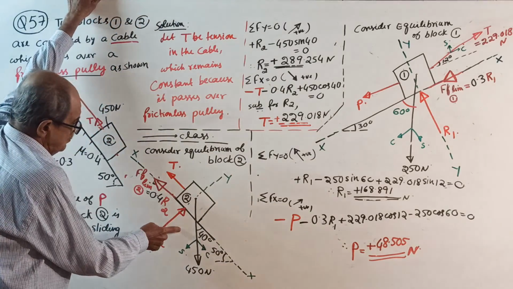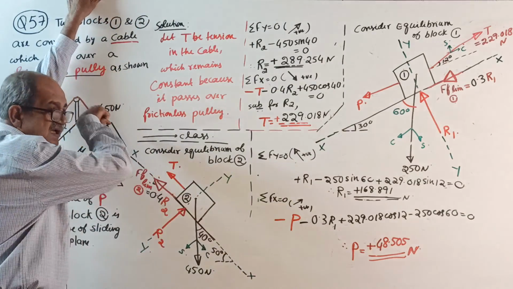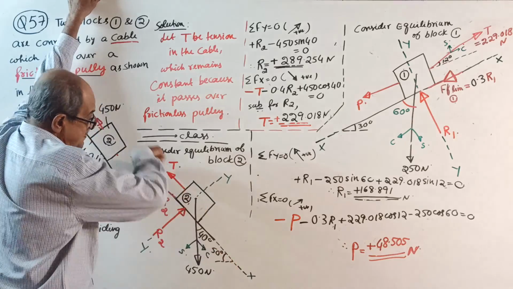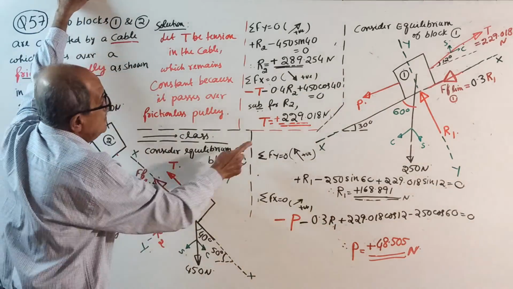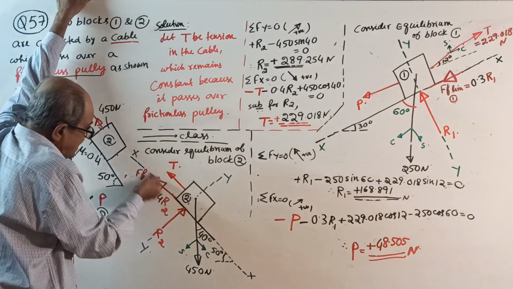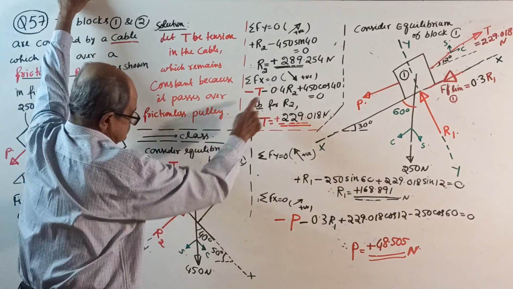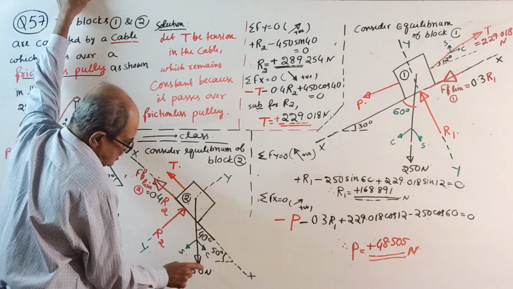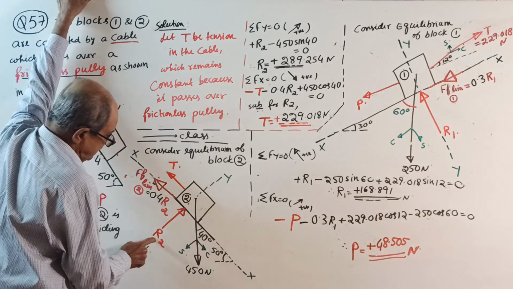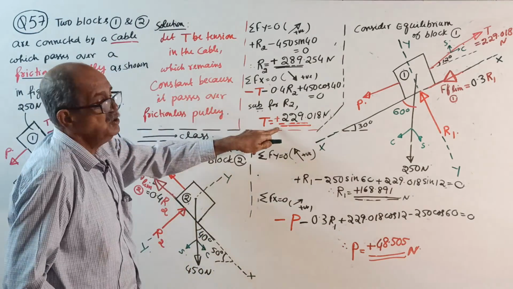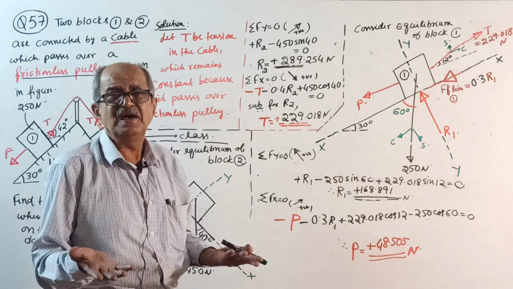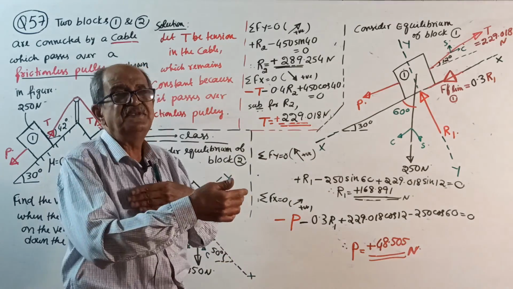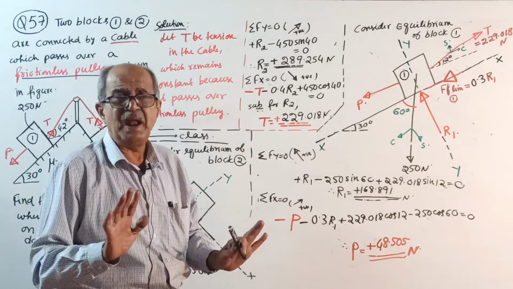Sigma Fx equals 0. Take this side positive, the right side, this way positive. So, minus T minus 0.4 R2 plus 450 cos 40, equal to 0, and you get the value of T. Actually, this question is the same as the last class question. The unknown places are interchanged, so this is just for practice.